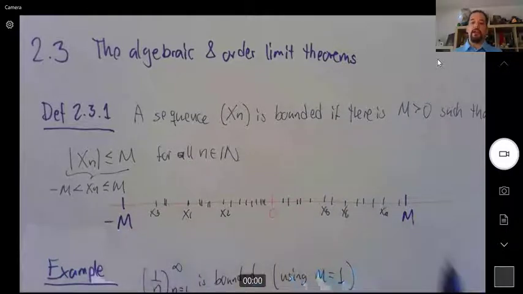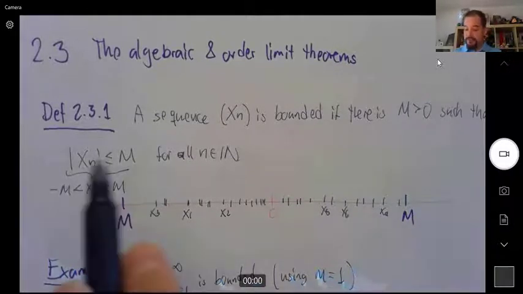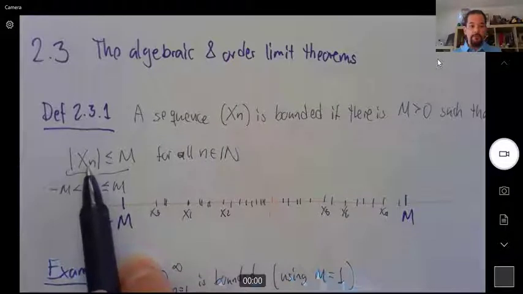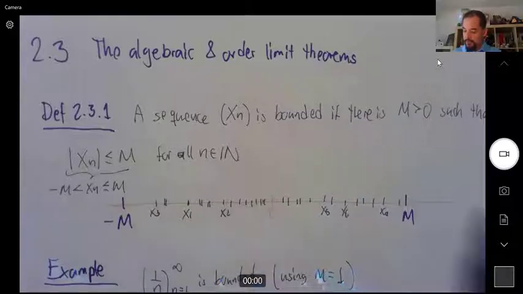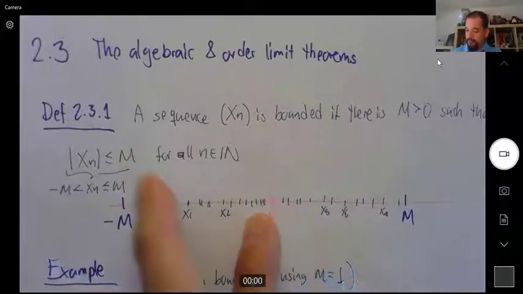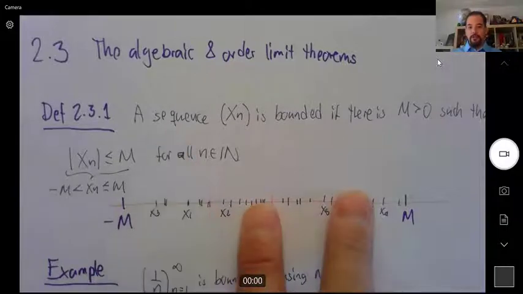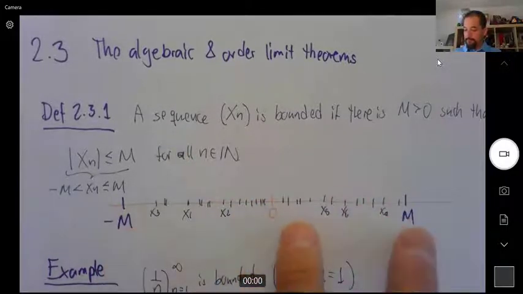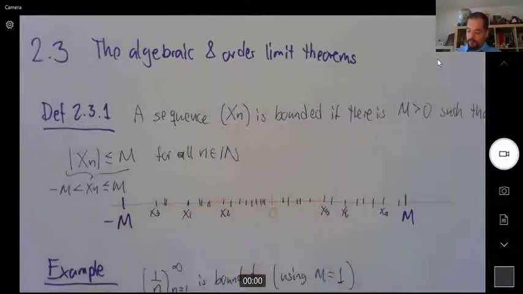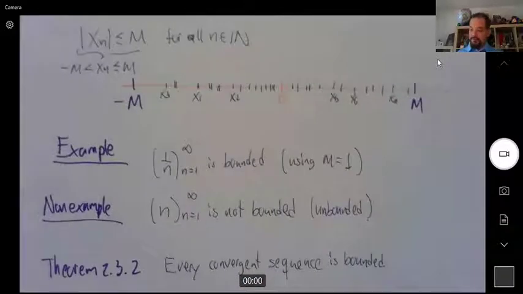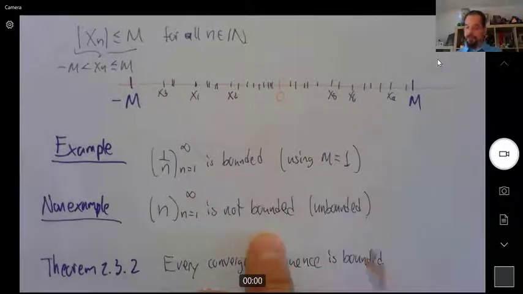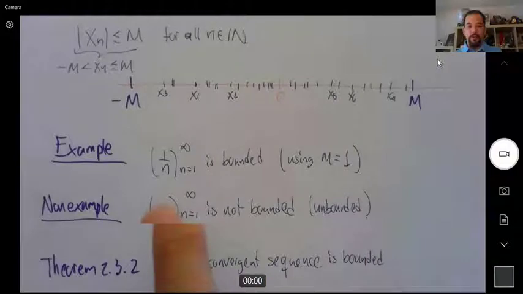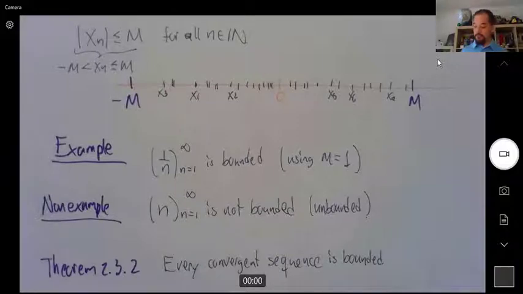Or the way we like to say it with distances, this is the distance to 0. The distance from 0 to xn is at most m. So here's 0, and if you measure the distance from 0 to xn, whether it's to the right or to the left, that distance is at most m. We provided a couple of examples. This sequence is bounded, obviously; you can use m equals 1. This one is unbounded, clearly, because by the Archimedean principle, we can find a natural number as big as we want, so it would exceed any real number m that you give me.